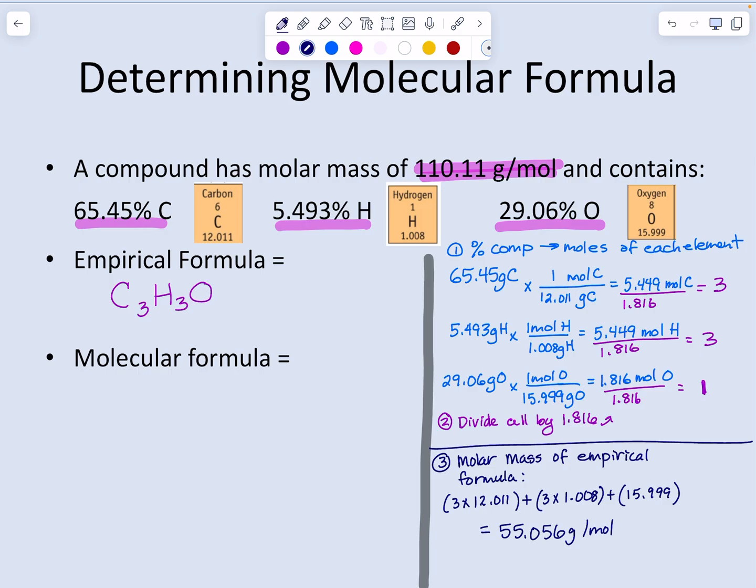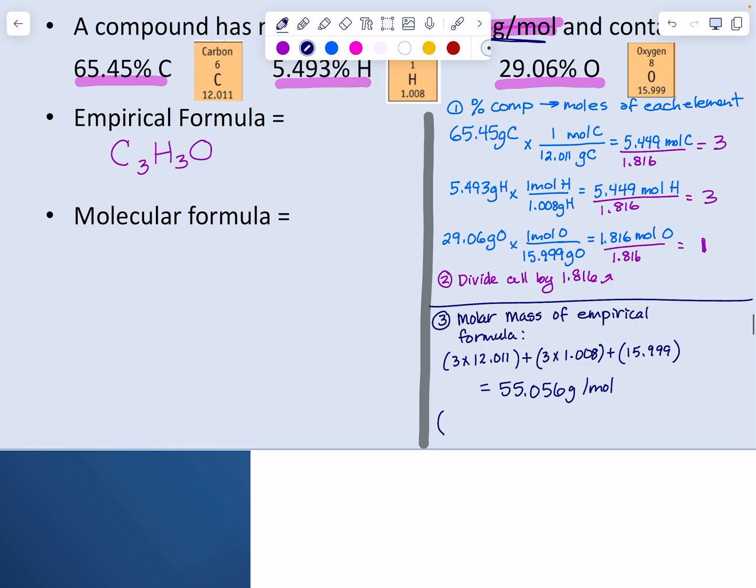Is our empirical formula the same as our molecular formula here? Yes or no? Well, the molar mass of the compound, it says, is 110 grams, okay? So that's not the same as 55.05, okay? So they're not the same, okay? So I'm just going to make a note here.